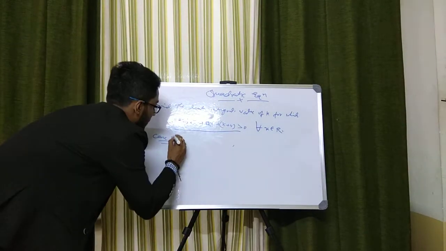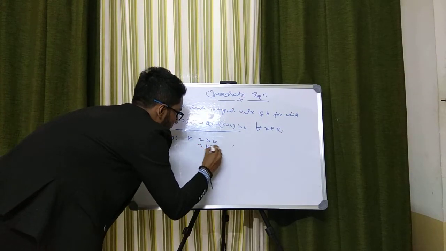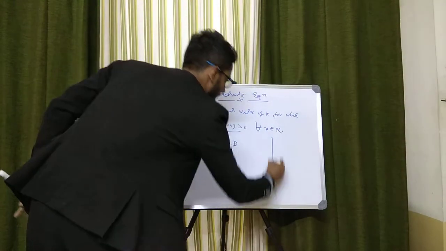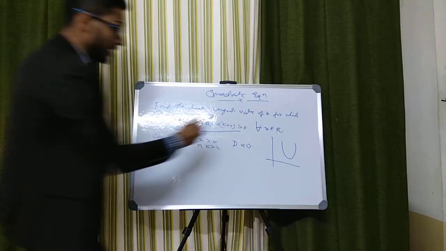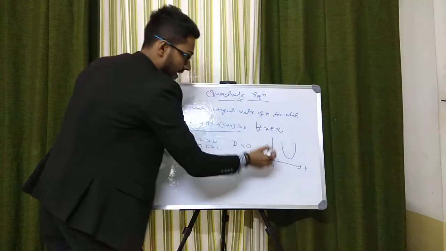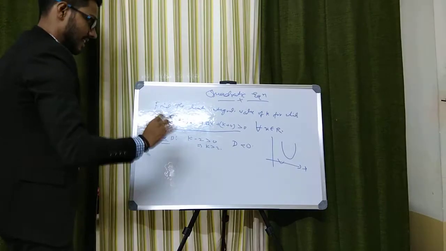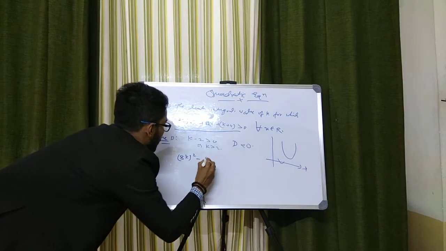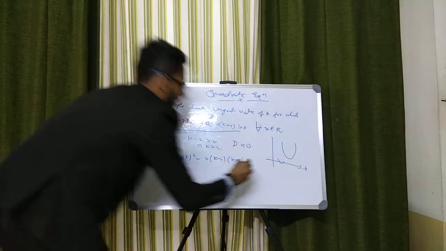Next, coming to case 2, where k minus 2 is greater than 0. That means k greater than 2. Now this has to be greater than 0, which means the graph has to lie above the x-axis. So d has to be less than 0, not greater than 0. Why? Because the complete graph has to be above the positive x-axis. If it touches like this, then some part will be in the downward direction. So we have to take d less than 0. Now calculate d: b square minus 4 into (k minus 2) into (k plus 4) less than 0.